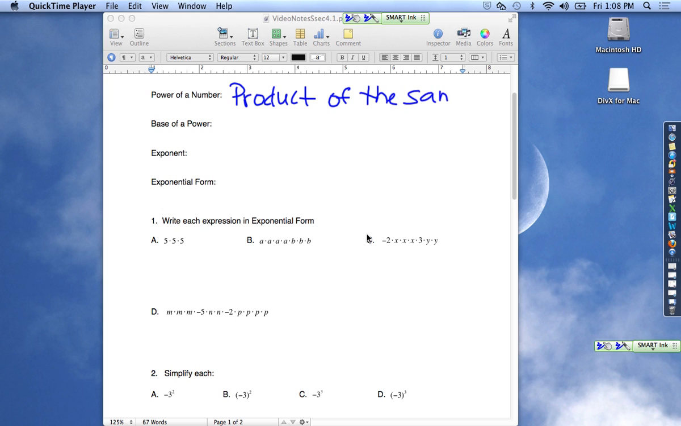And I'll say product of the same factor. And we'll use a little example. I'll go with 2 times 2 times 2. So that's the same number multiplied times itself 3 times. And I could think of this as 2 raised to the 3rd power.